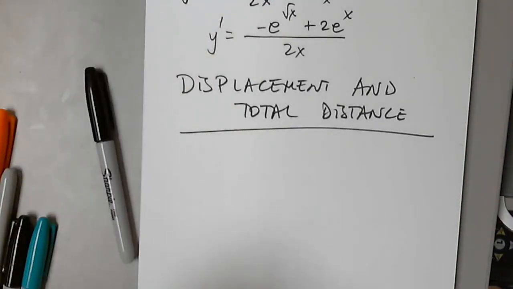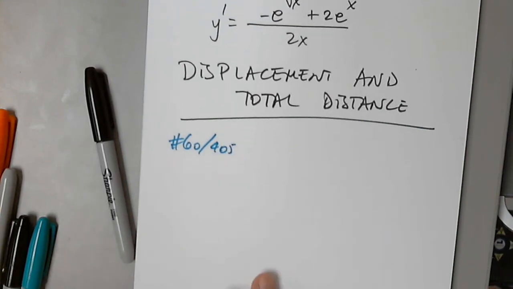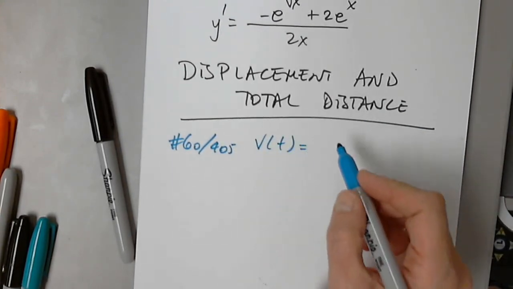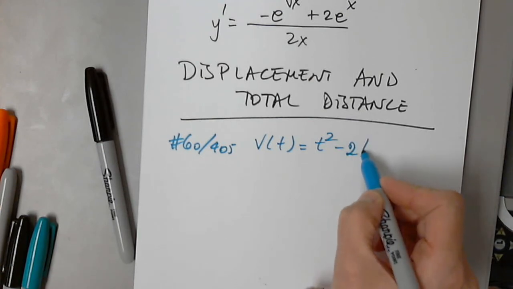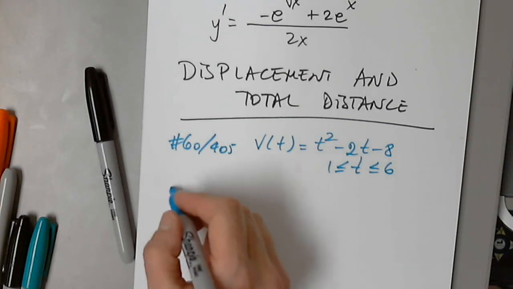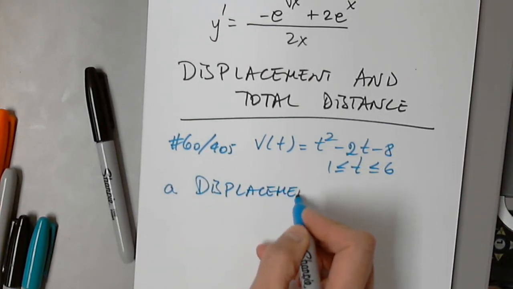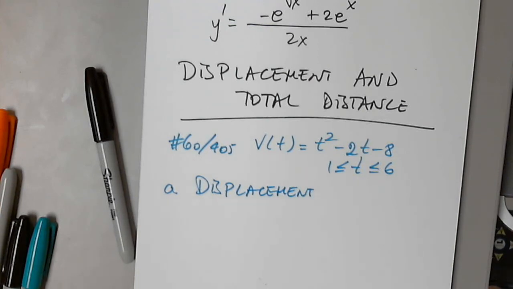So problem 60 on 405. We're given the velocity, which is t squared minus 2t minus 8, and the interval is between 1 and 6. In part A, displacement. And in part B, the total distance. So in other words, in part A, we would like to determine in which direction the particle is moving.